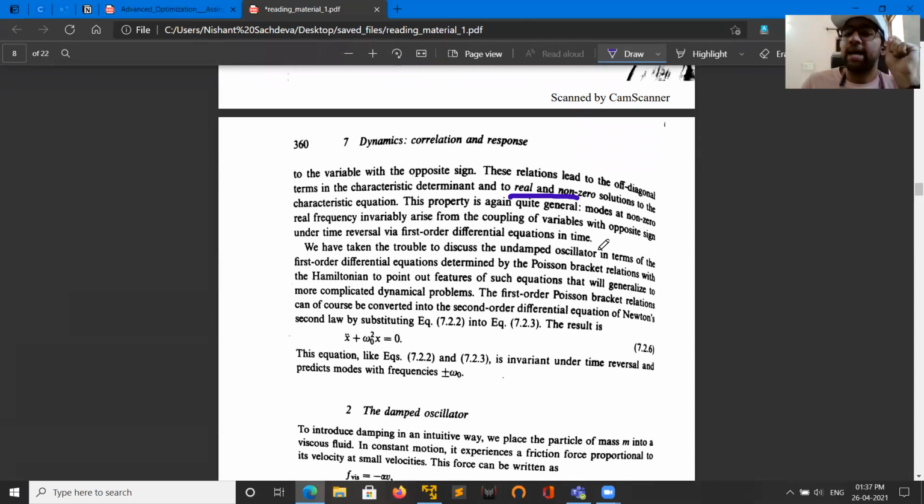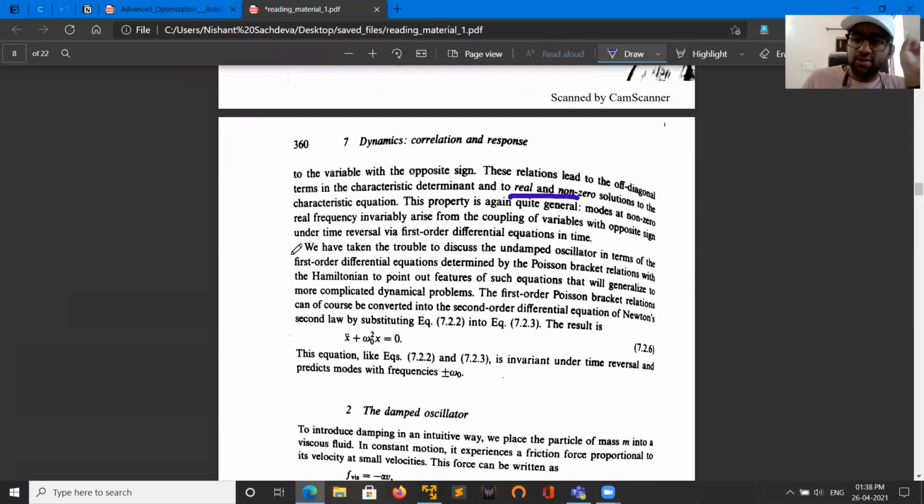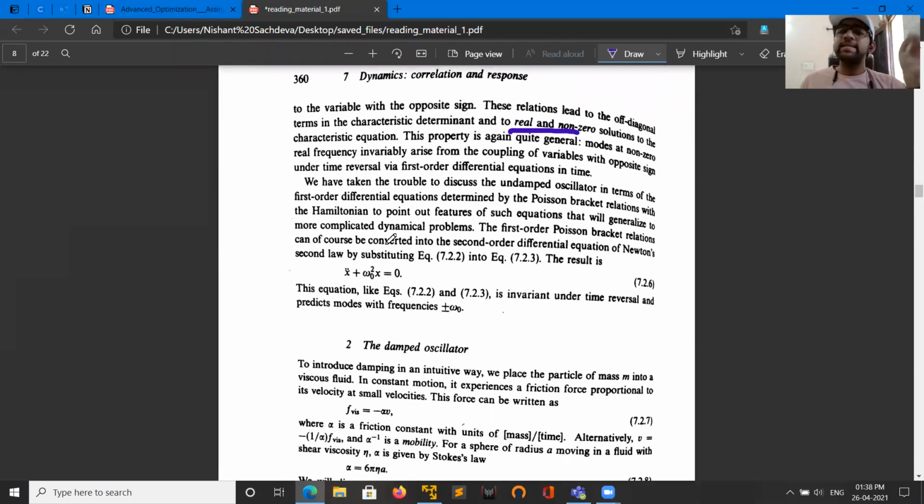X and P had opposite signs under time reversal in the equations that we had, which were first order differential equations in time. Modes at non-zero real frequency invariably arise from coupling of such variables. What are those variables? They are X and P. Why are we considering them? Because they had opposite sign under time reversal via first order differential equations in time.